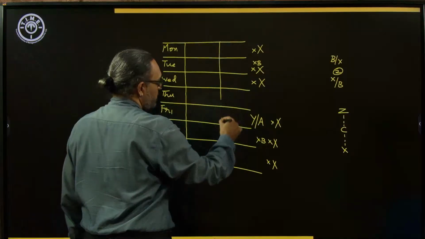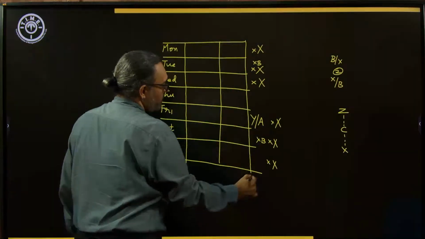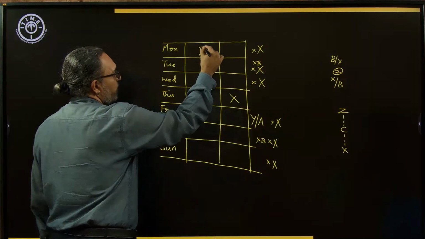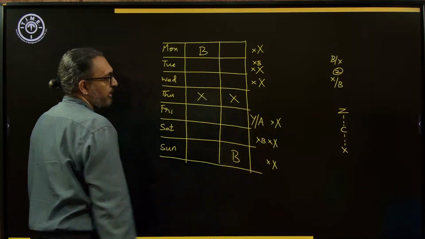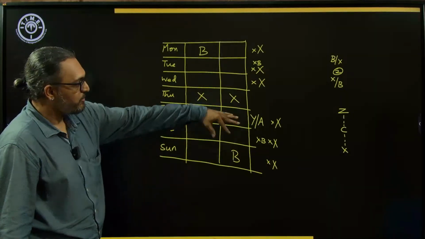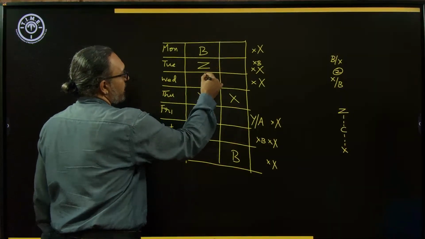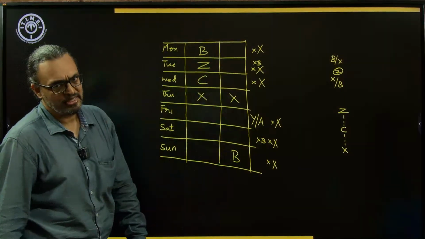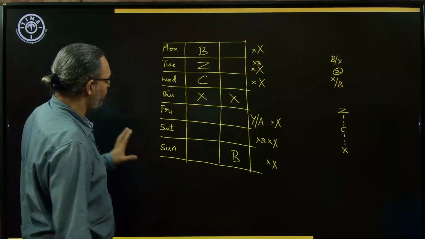So the only possibility that you can satisfy is taking X on a Thursday. In one case you can have B on a Monday, in the other case you can have B on a Sunday, with 2 people between B and X. In the first case, before X you have Z and C, so I can fix Z and C. Here there are 3 positions, so we don't know where to fix Z and C.